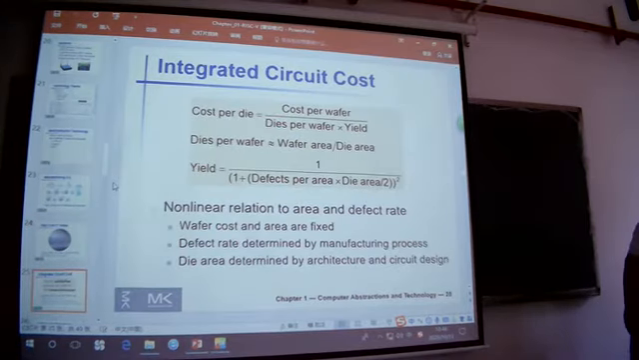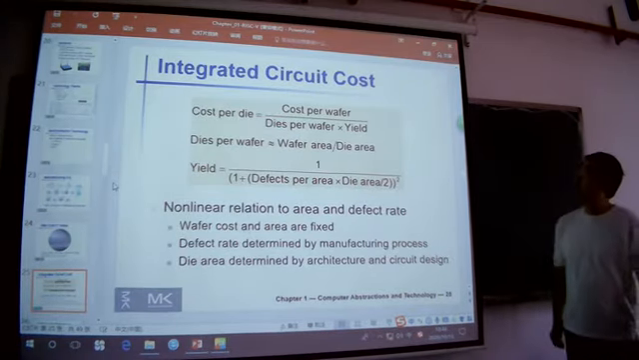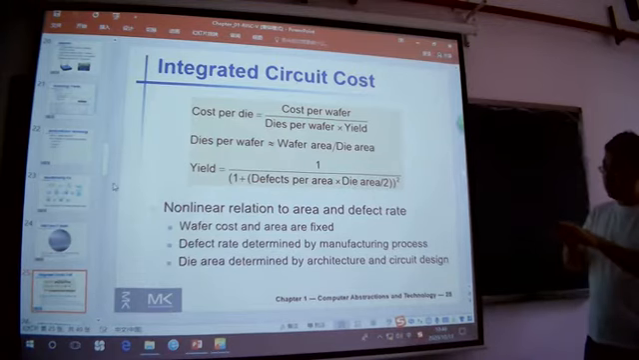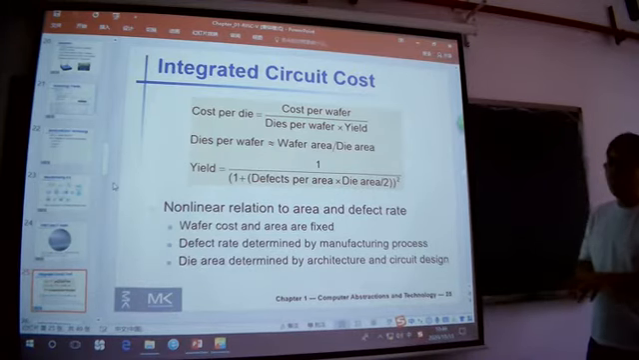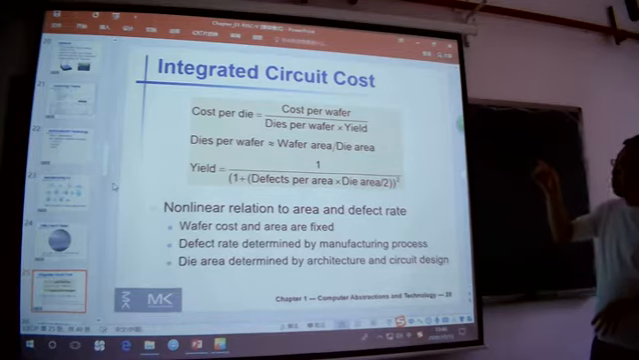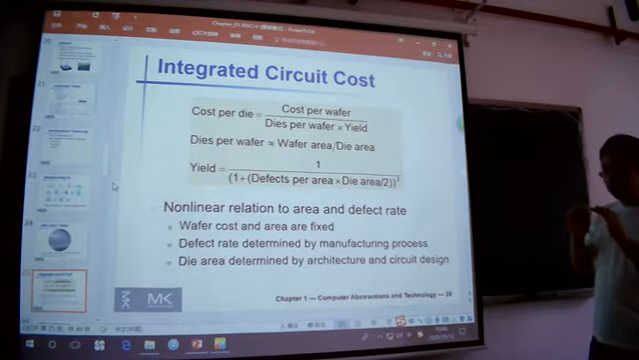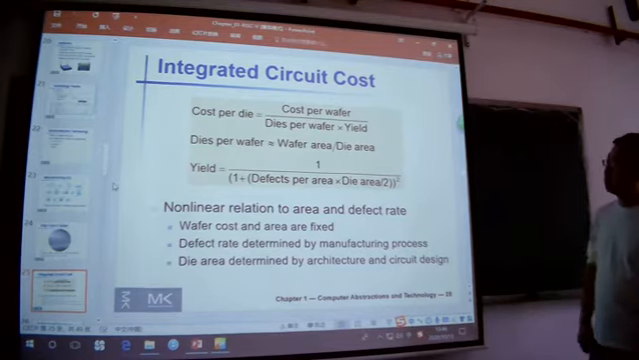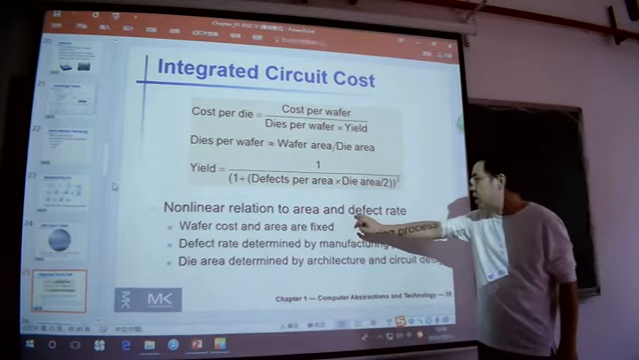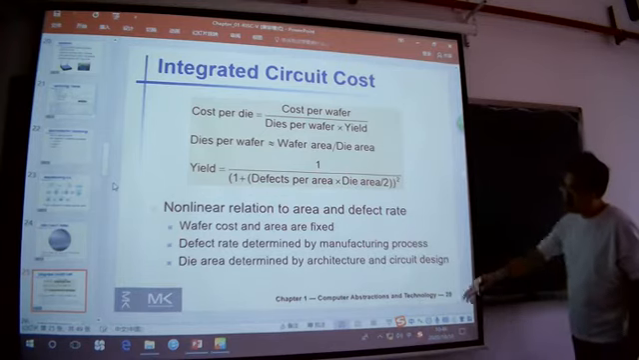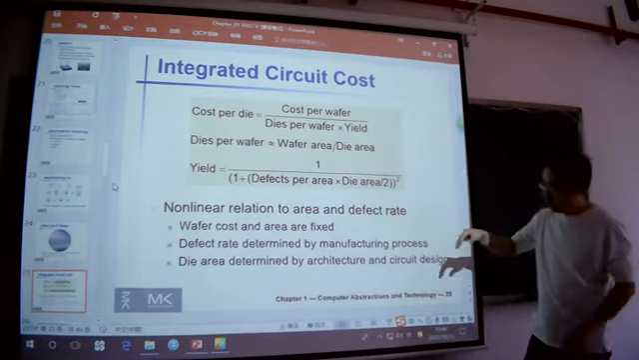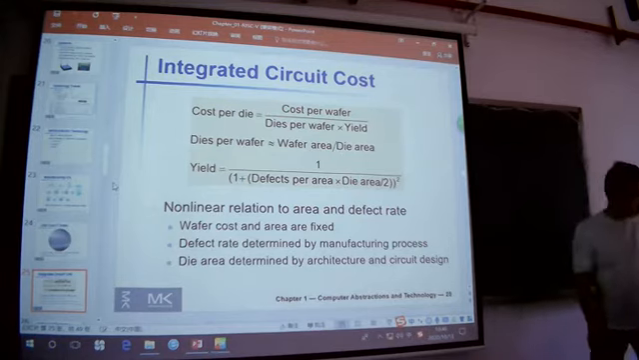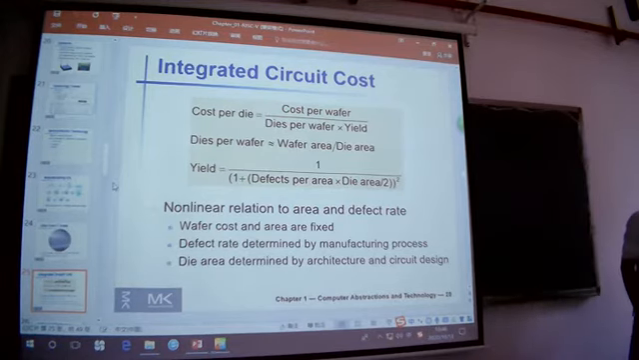So you can find the integrated circuit cost is lower and lower than before. The cost must be small. There is a non-linear relation to area and the defect rate, and we can find the defect rate is lower than before. So these are useful for the manufacture of our computers.